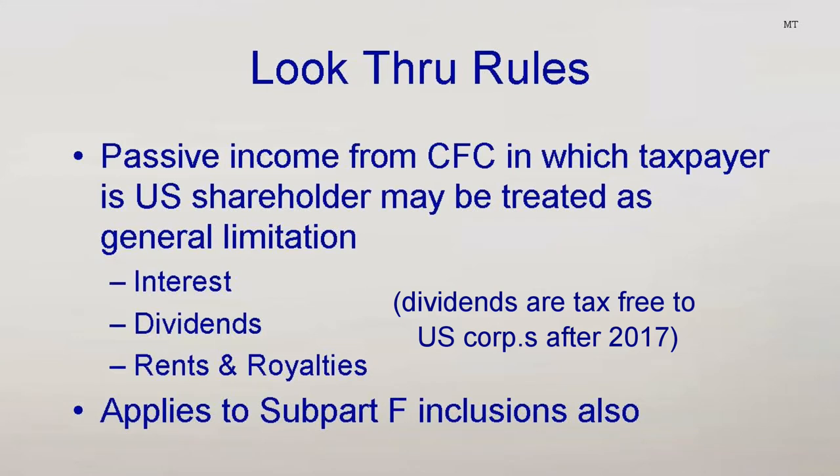Passive income received from foreign subsidiaries is looked through if certain ownership thresholds are met. The idea of the look-through provisions is to place a corporation that owns part or all of a foreign corporation in the same position as if it had earned the income itself.